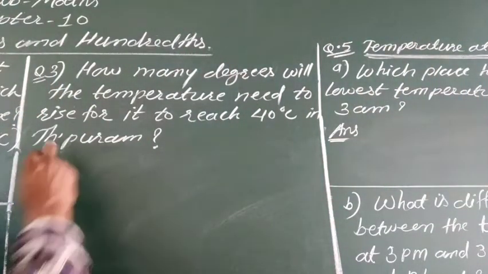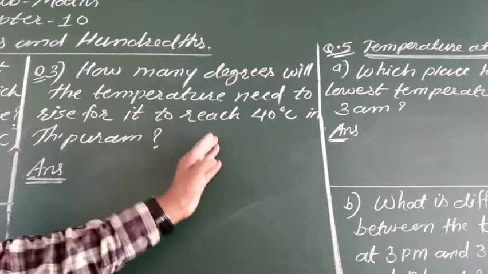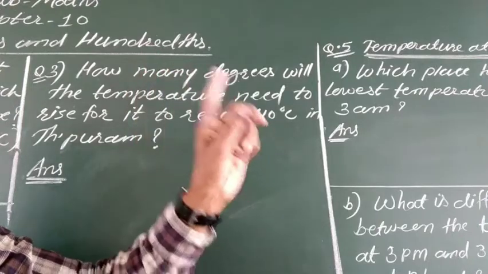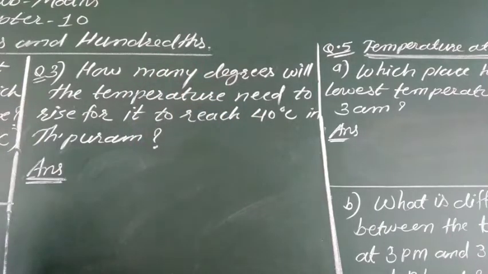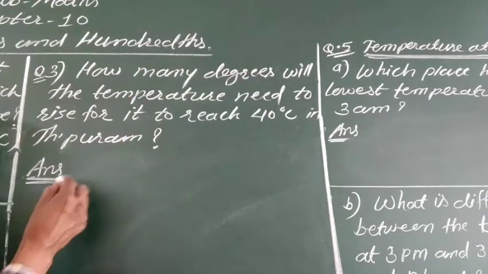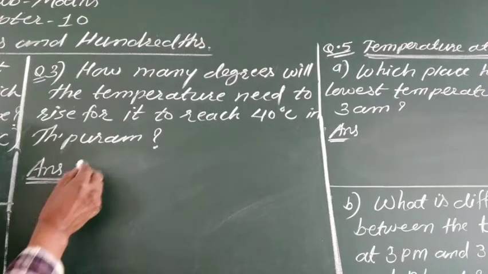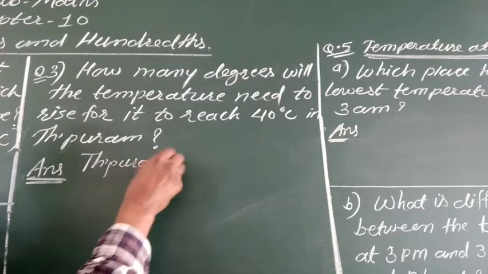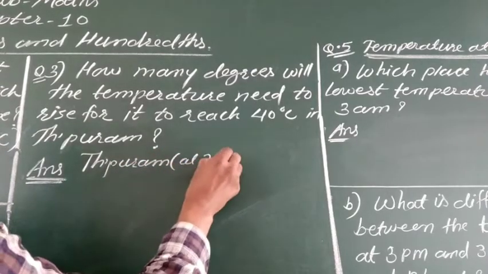So dear students, it is not mentioned here whether we have to reach the temperature of 40 degrees in the morning time, that is at 3 AM, or at 3 PM. It is not mentioned here. So we will calculate both here. See, Thiruvananthapuram at 3 AM.